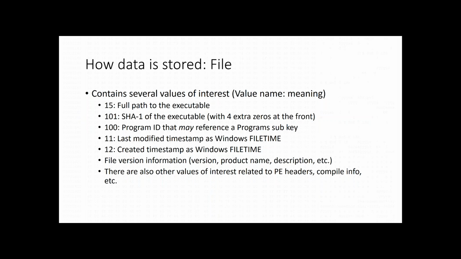Then we have last modified, the 11 and the 12. Those would be from the file system, and they're stored as 64-bit timestamps. So we can just reverse that back and we get our date and time like we do everywhere else. And then there's also file version information in there, and sometimes it's more populated than others depending on how they got there. Same with our last bullet point there with PE headers and compile info. Sometimes it's there and sometimes it is not.